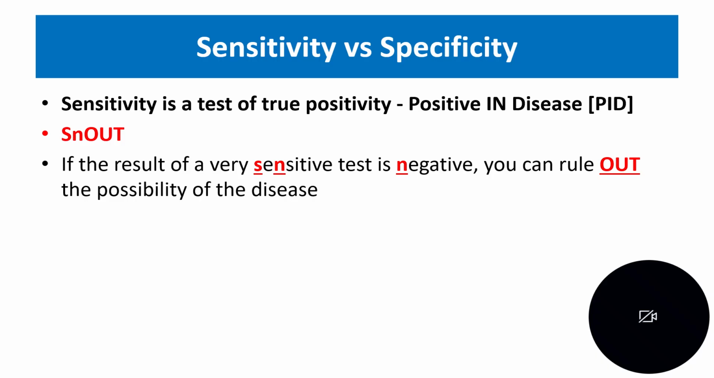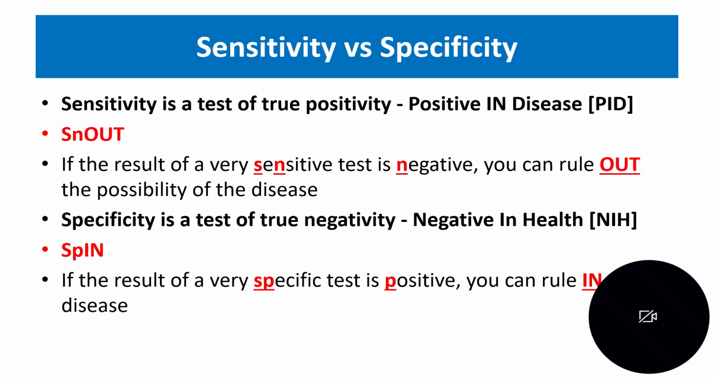The mnemonic is SNOUT. And as I said before, if you just learned sensitivity, specificity is the exact opposite of this. So without looking at the next half of the slide, specificity would be a test of the true negativity. The mnemonic is negative in health, NIH. The mnemonic is SPIN, and the statement would be if the result of a very specific test is positive, you can rule in the possibility of the disease. And that's exactly what the bottom half of the slide shows.